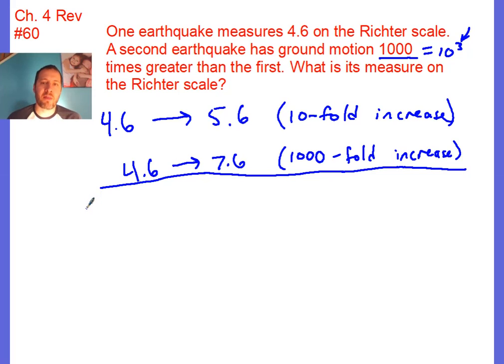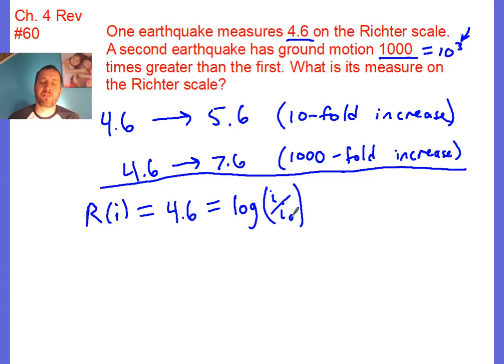And so the way we got the Richter scale equation is we were told that R of I, in other words, the Richter scale of a particular intensity, in this case it's 4.6, that's the first earthquake, is equal to the log base 10, so just the log, of I over I sub 0, I naught. And that I sub 0 is like that 0 earthquake intensity. It's like a really, really weak earthquake.